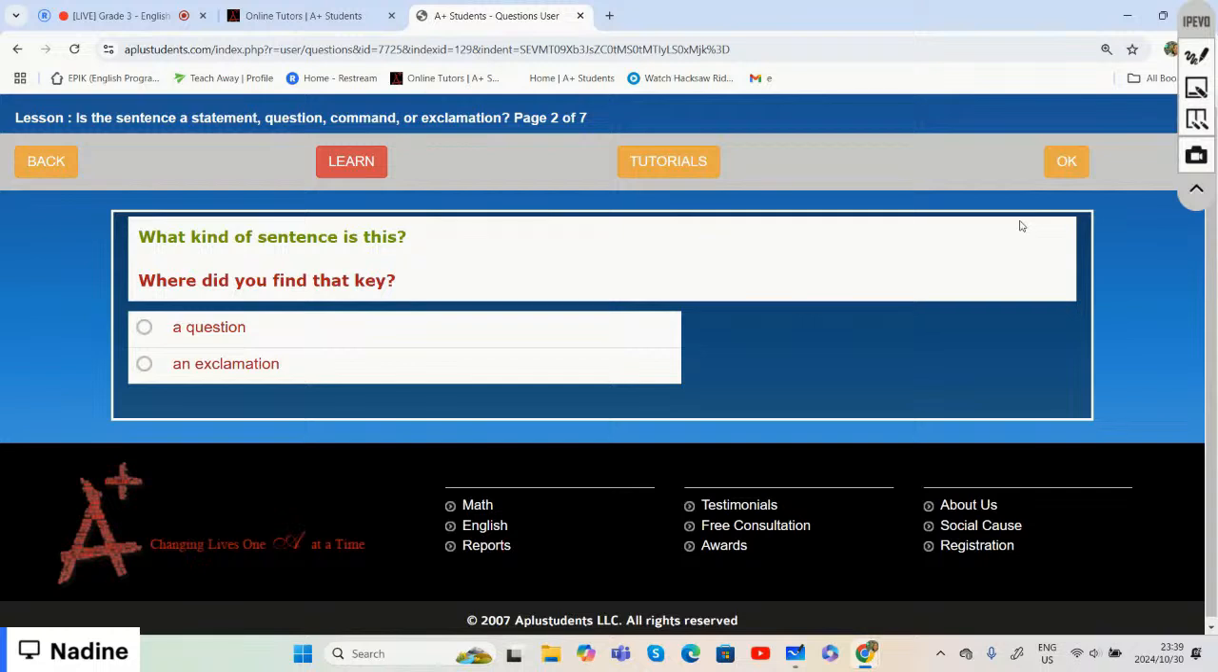So, where did you find that key? And it ends with a question mark. So what type of sentence is that? Is it a statement? Is it a question, a command, or an exclamation?